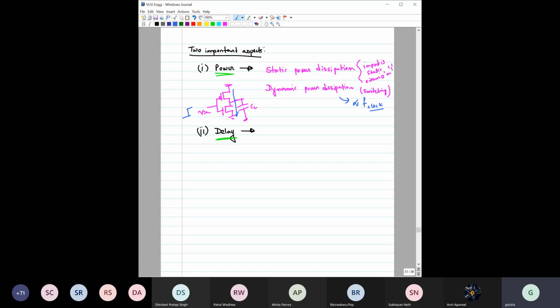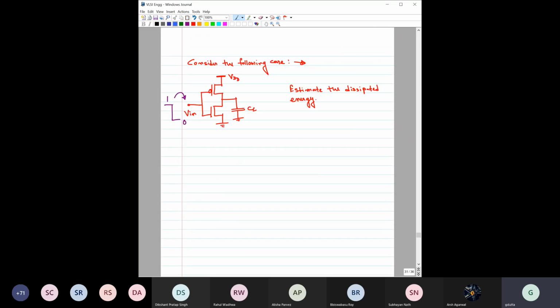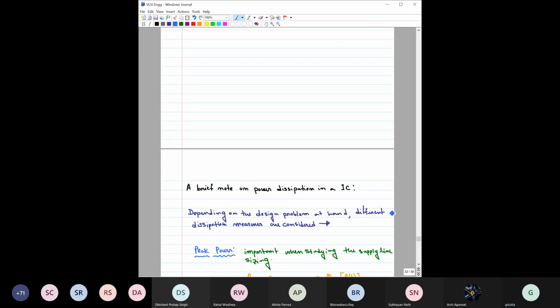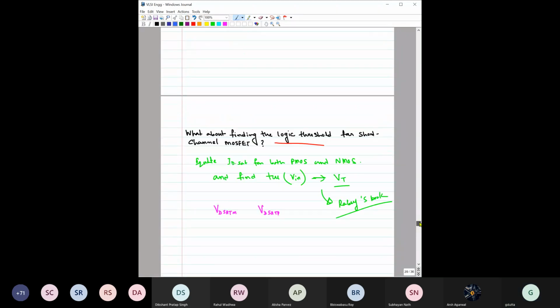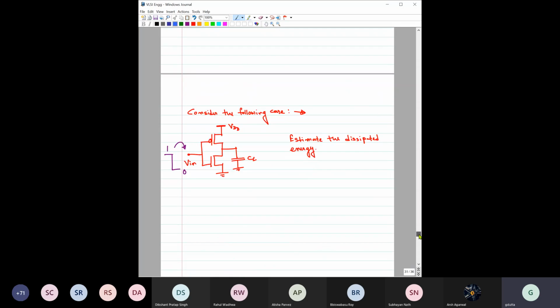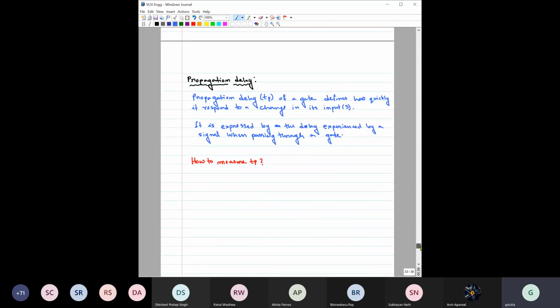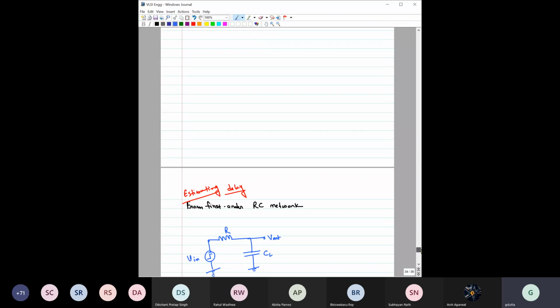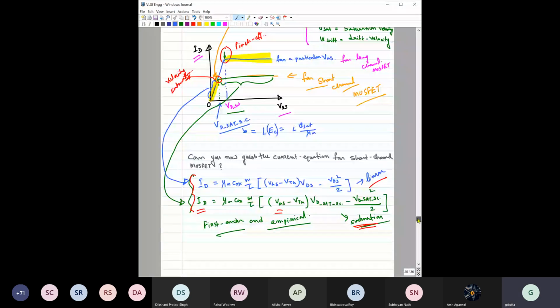And the other thing is the delay. I think for delay I have just a minute. Let me see the power dissipation in IC. Regarding delay, one minute, let me just check it. I think I have discussed delay more on this. Now, propagation delay: how is it measured? Estimate the delay. Yeah, here. Fine.